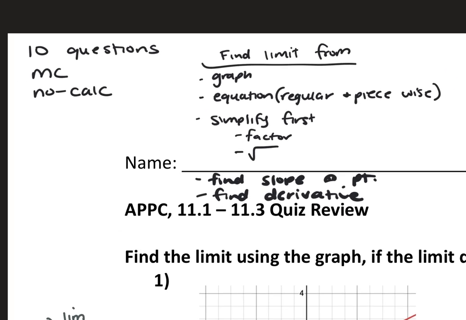All right, so the quiz itself is 10 questions. It is all multiple choice. And in an ideal world, it is going to be done on lockdown. So you'll do it on Canvas, okay? There's no calculator for any of the questions.